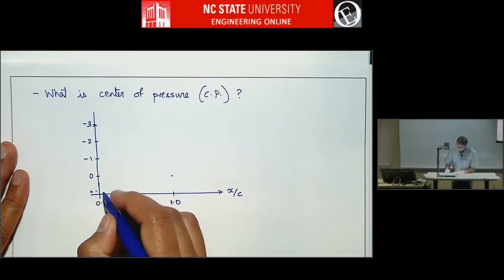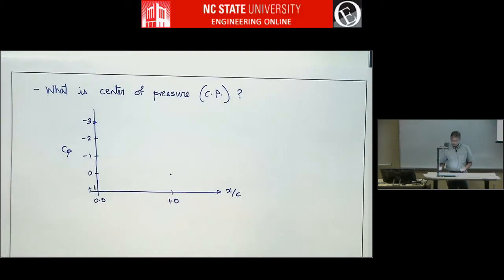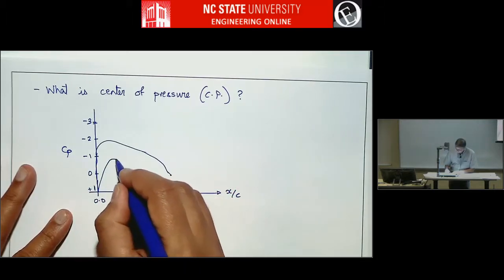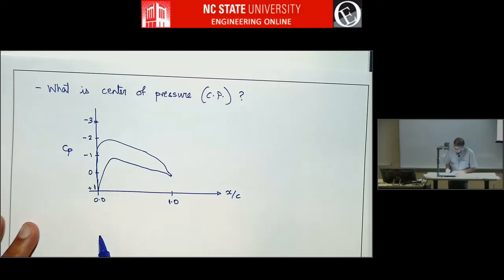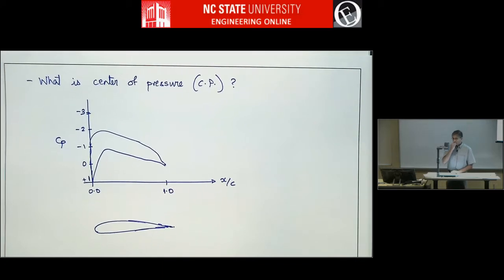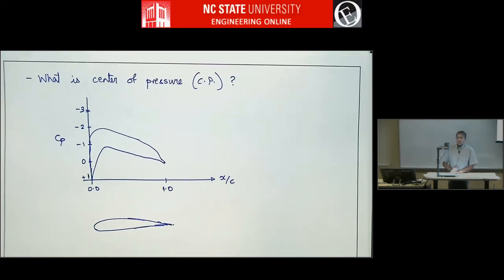So let's draw some Cp distribution. As always, we are drawing the Cp with negative going up. Some Cp distribution. And let's think about the airfoil below. Okay. What is the center of pressure for some pressure distribution like this? Where do you think the center of pressure will be for this pressure distribution?